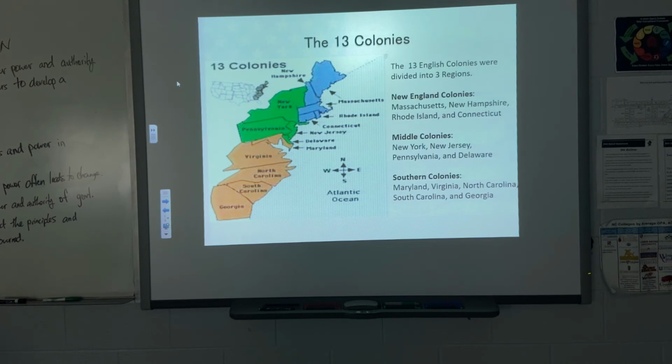textiles, and lumber. The northern climate was free of mosquitoes, so northerners enjoyed longer lives, usually living well into their 60s as compared with their southern counterparts. Okay, so that's just, there again, a little bit of information here as far as these colonies are concerned. So they're vastly different. 13 different colonies, 13 different ways of doing things.